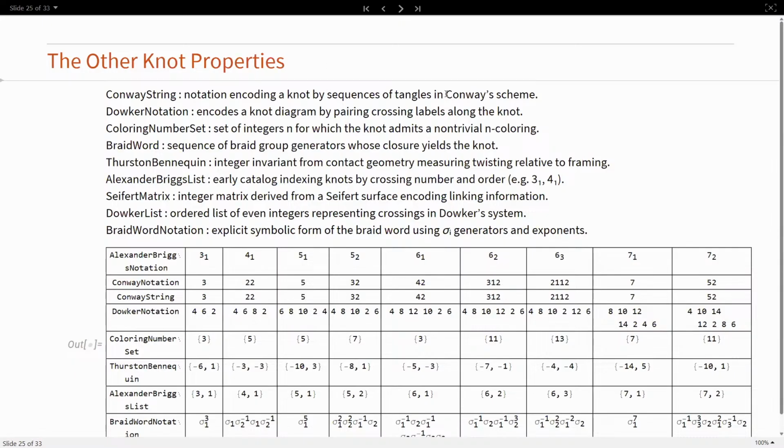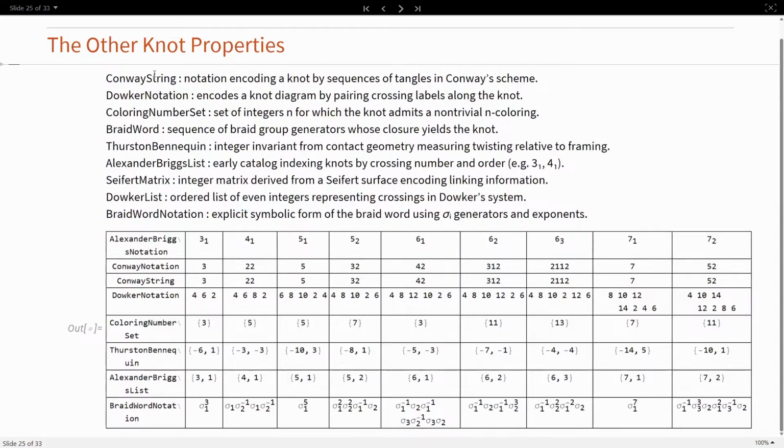There are other knot properties. The Conway string is one way of encoding the sequence of tangles in a knot, and the Dowker notation is similar. So here are various presentations for the simplest knots here. And I'm hoping to figure out how the Dowker notation and Conway notations work, but I wasn't able to figure out exactly how they work in a way that I could explain them within a few minutes. So I'm still working on understanding some of these.